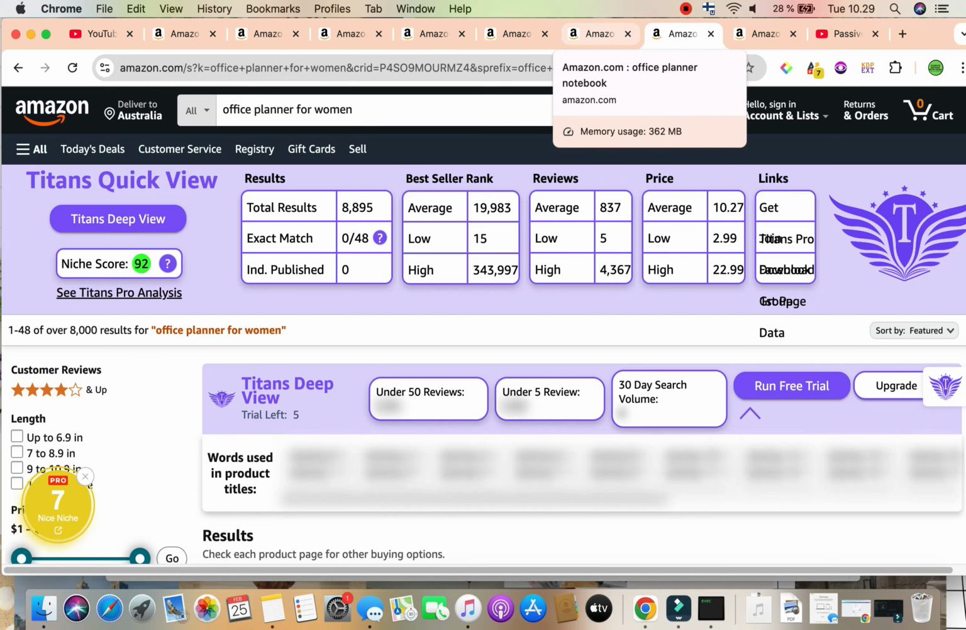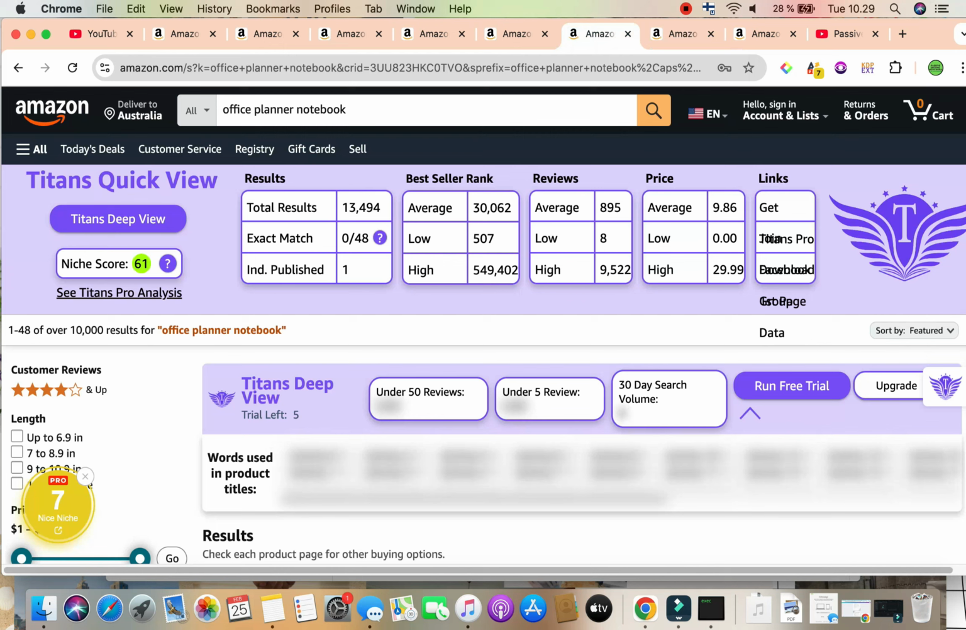Let's have a look at our third keyword for the day, and it is Office Planner Notebook, with a keyword niche score of 61 by Self-Publishing Titans and a keyword niche score of number 7 by Amazon Cat Pro, categorizing this as a nice niche. Coming to the total results, we have them sitting at 13,494. Average bestseller rank is below 100,000, and it's sitting at 30,062. Average reviews 895. Average price $9.86.